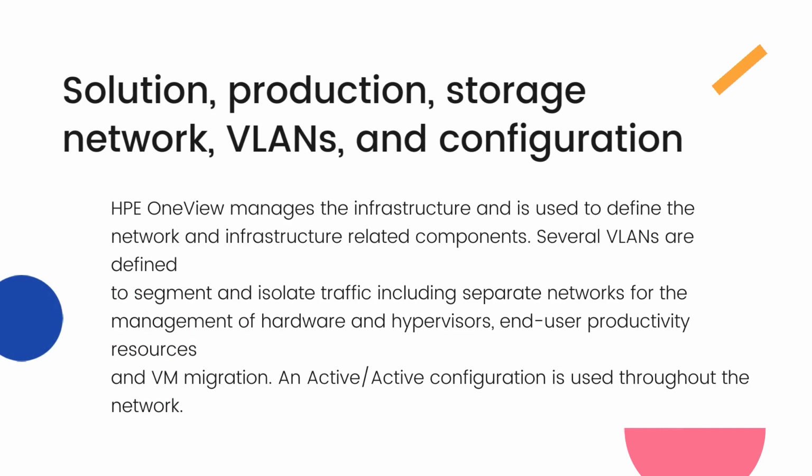Solution production, storage network, VLANs, and configuration. HPE OneView is a tool for managing infrastructure and defining network and infrastructure components. Separate networks for the control of hardware and hypervisor, end user productivity resources, and VM migration are all specified as VLANs to segment and isolate traffic. Throughout the network, an active configuration is employed.